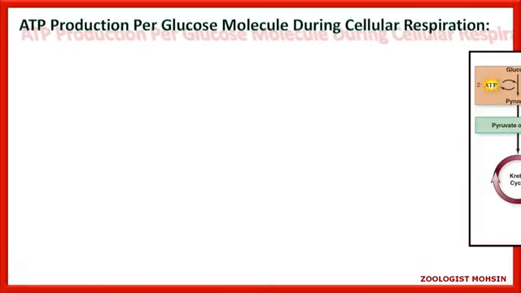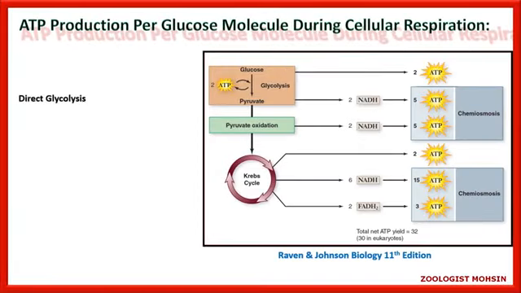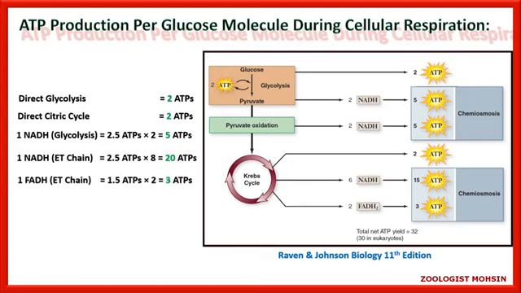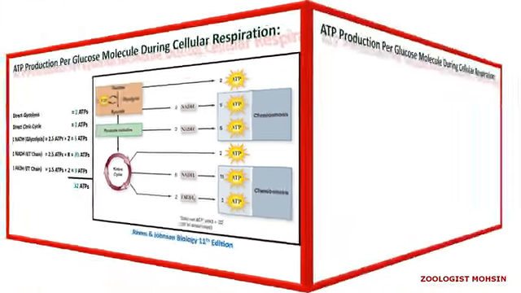Here is another source, Raven-Johnson Biology 11th edition. They suggest that there are 4 ATP molecules, 2 from glycolysis directly and 2 from the citric acid cycle. Similarly, they also claim that one NADH molecule can produce 2.5 ATPs, so 5 ATPs from glycolysis and 20 ATPs from the electron transport chain, where 8 NADH molecules are present. The same applies to FADH2, and the total becomes 32 in Raven-Johnson Biology also.